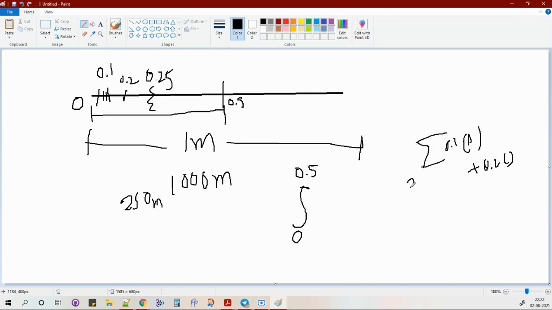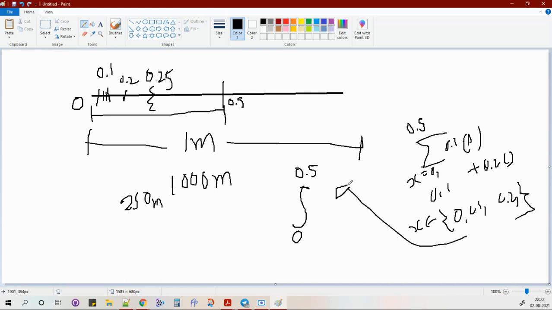In the discrete case also, the range of x was 0 to 0.5, but in step size of 0.1, so x belonged to 0, 0.1, 0.2, like this. But here it is continuous. That's why we are taking this integration. And the range is nothing but the minimum value x can take and the maximum value x can take.